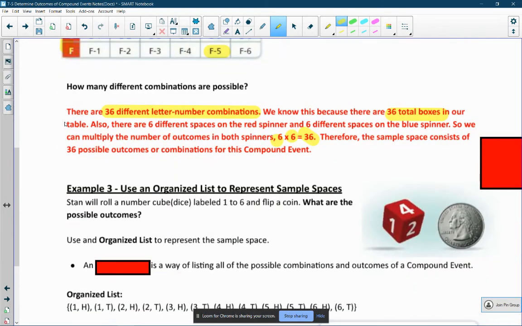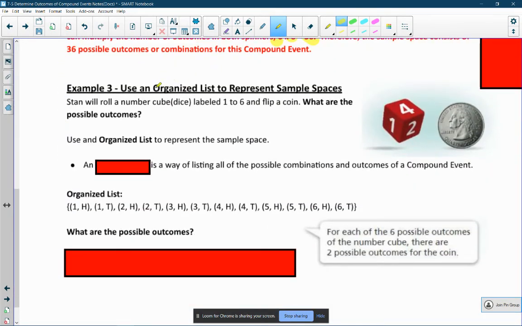Okay. Let's look at example 3. Now we're going to use an organized list to represent sample spaces. It says Stan will roll a number cube or a dice labeled 1, 2, 3, 4, 5, 6, and then flip a coin. What are the possible outcomes? So we're going to roll a dice, flip a coin. We're going to use an organized list.